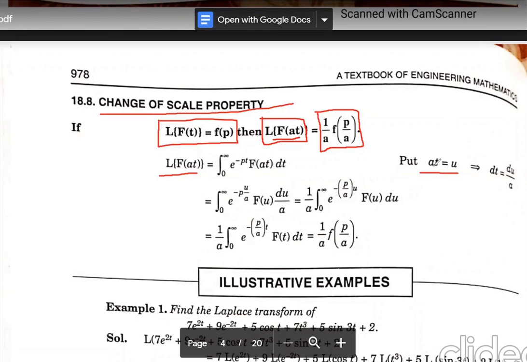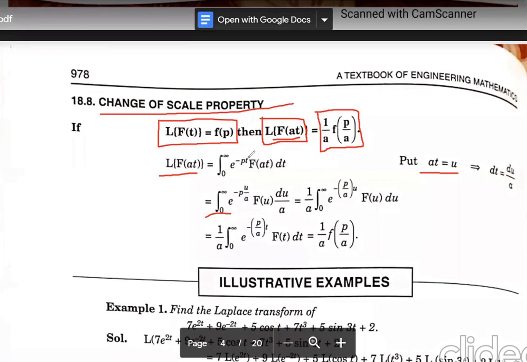Substitute at is equal to u. So dt is equal to what? 1 by a du. Now next you need to change the limit of integration, because t is changed to u. So when t is equal to 0, u is also 0, and when t tends to infinity, u also tends to infinity. So the limit of integration doesn't change, that will remain as it is. So it is 0 to infinity.